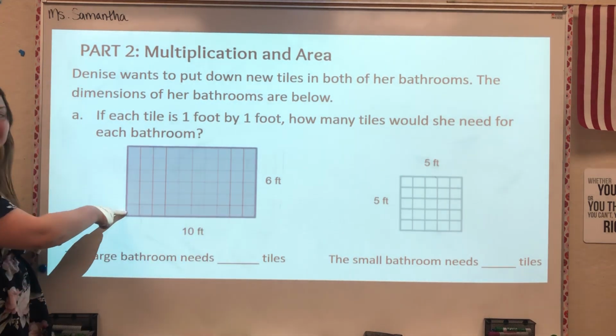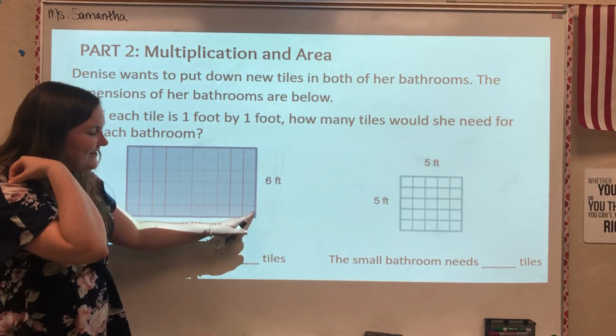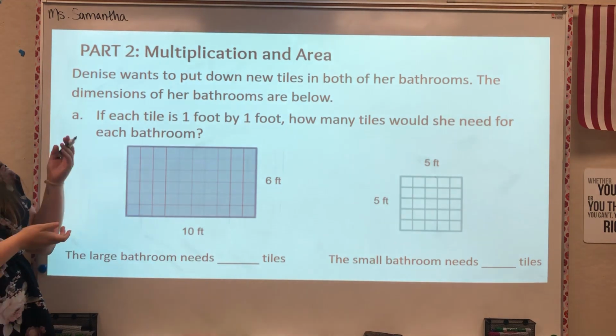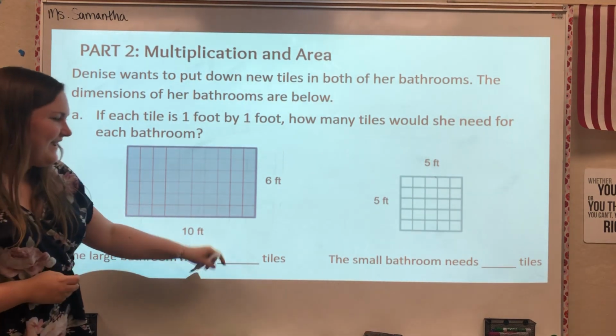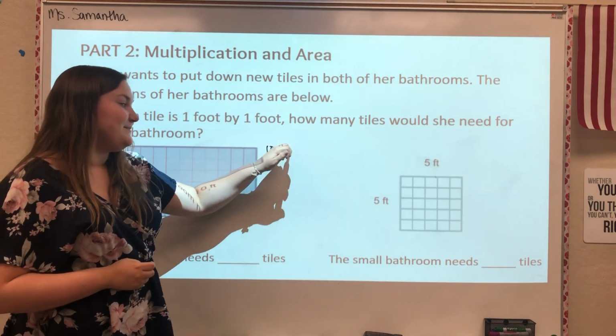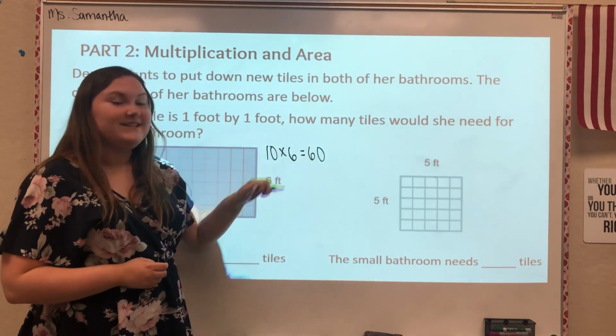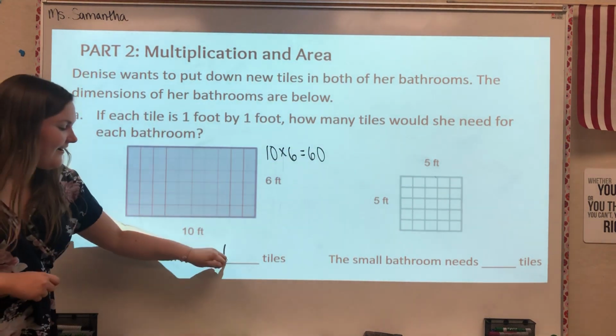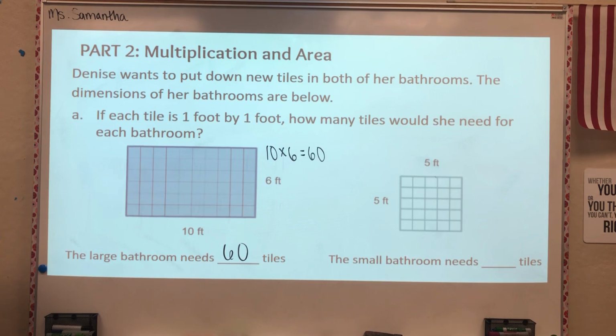That means there's 10 tiles here. This side is 6 feet, which means there's 6 tiles there. We could find this out by just saying 10 times 6, which gives us 60. There are 60 tiles. What about that other bathroom?